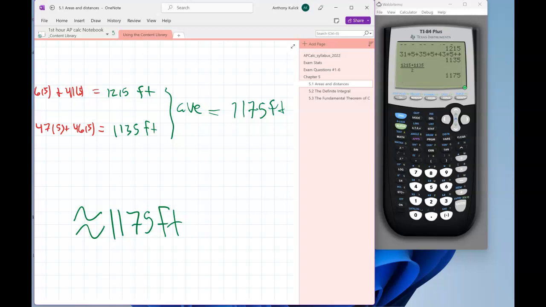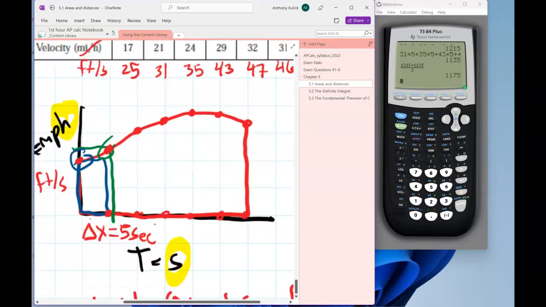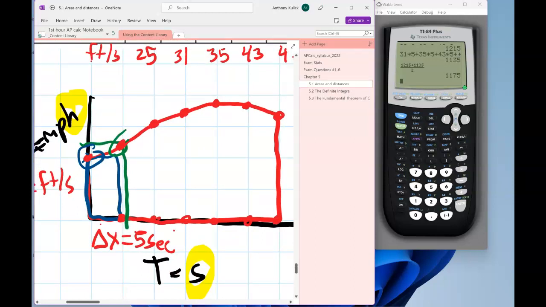Mackenzie. Because we took the left hand. So again, our first rectangle when we did the left hand, we drew the blue rectangle. So the height there is 25. And when we did the right hand, we drew the green rectangle, so we didn't use the 25 at all.